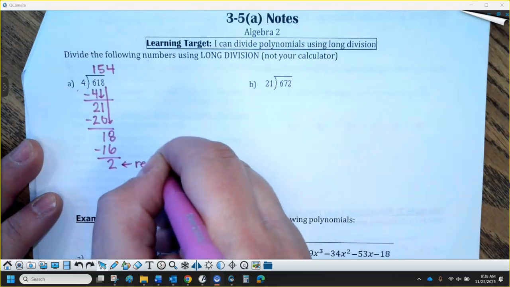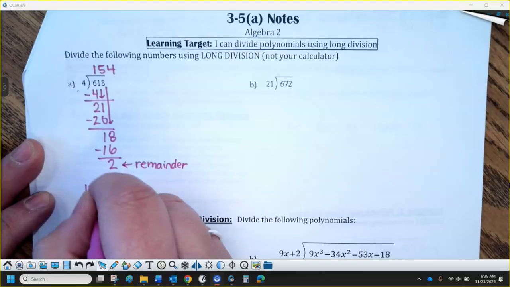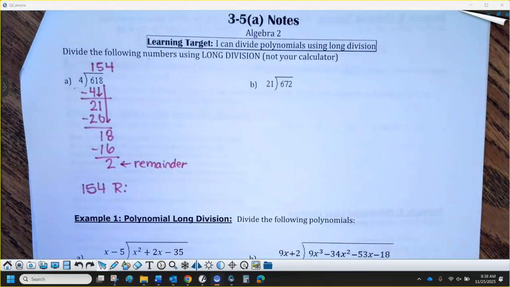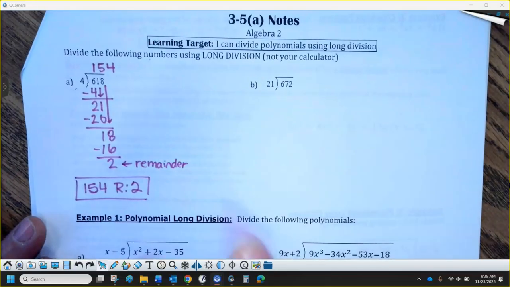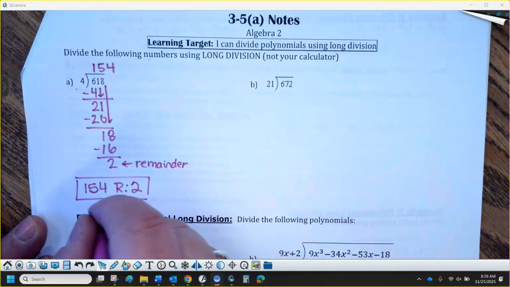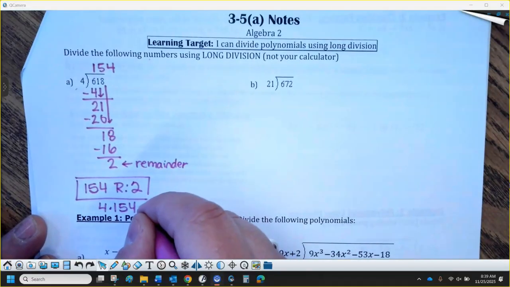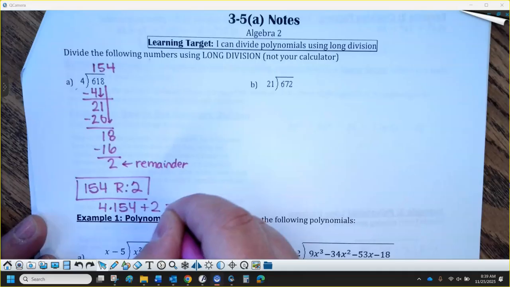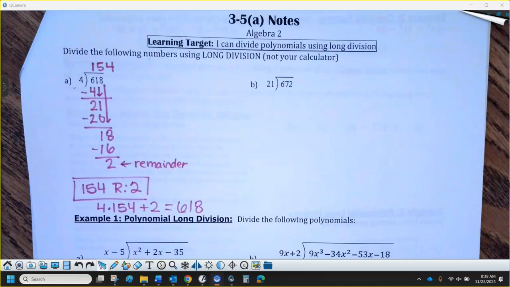Okay, so 4 is bigger than 2, so this is what we call a remainder. So, my answer would be 154, and I'm just going to have you use the letter R to represent the remainder. There's other ways to do that, but that's just what I'm going to have you do. That's my answer. Now, just to let you know what it means, if I were to take 4 times 154, I would have to add 2 to that to get the original number that we had under the dividing sign. It just means it doesn't divide in evenly.